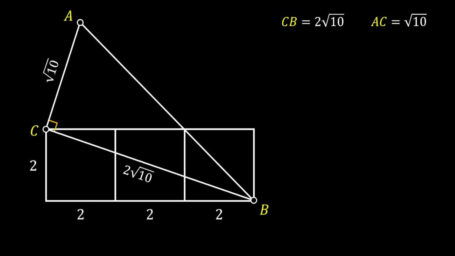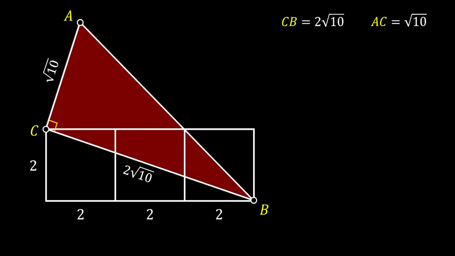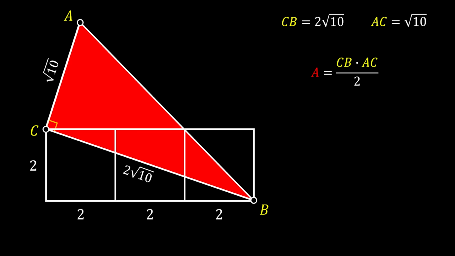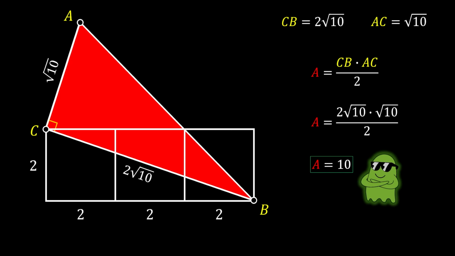Now it's easy for us to calculate the area of our red triangle ABC. Since it is the right triangle, its area must be equal to half of the product of its legs. So we can just substitute the values of CB and AC, we can cancel 2's, and finally get that the area of our red right triangle is equal to 10 squared units, and there we have our solution.